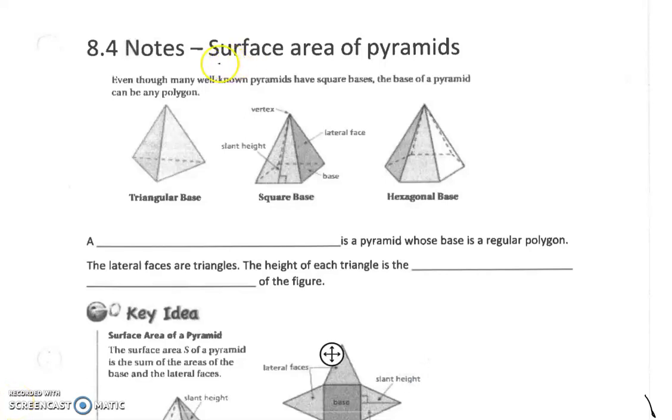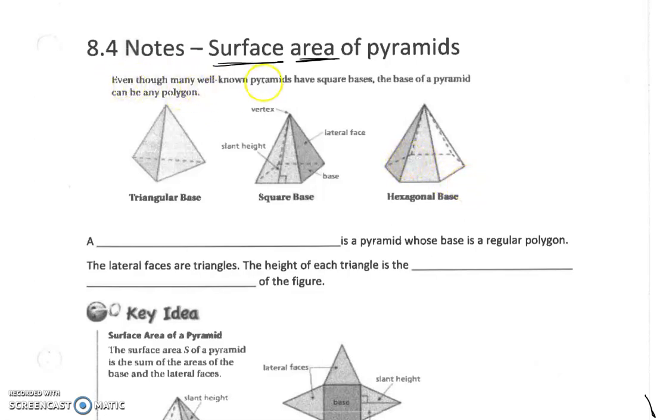Chapter 4 is all about the surface area of pyramids. And here are 3 types of pyramids. They can have a triangular base. They can have a square base. They also can have a hexagonal base. Remember, that's a 6-sided figure.